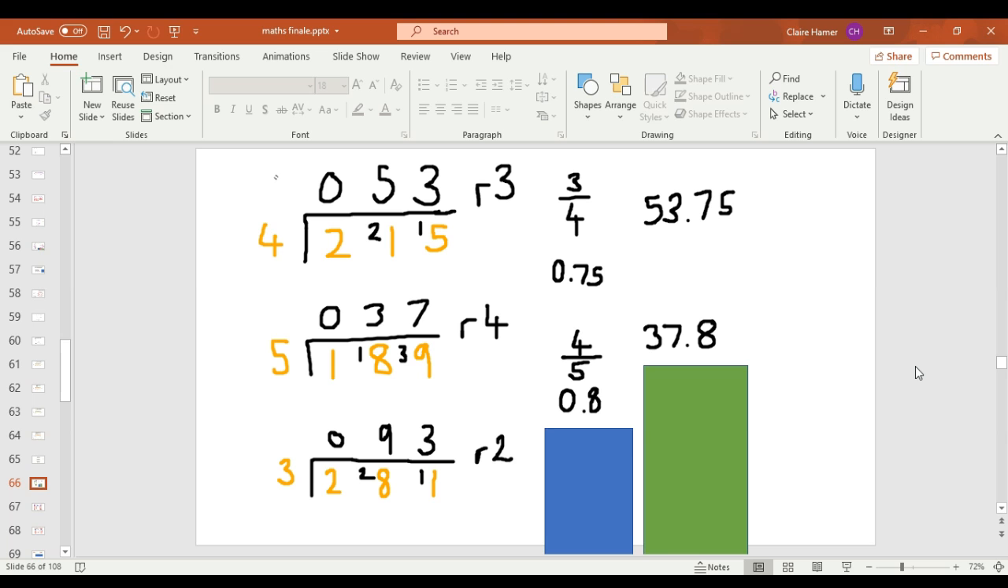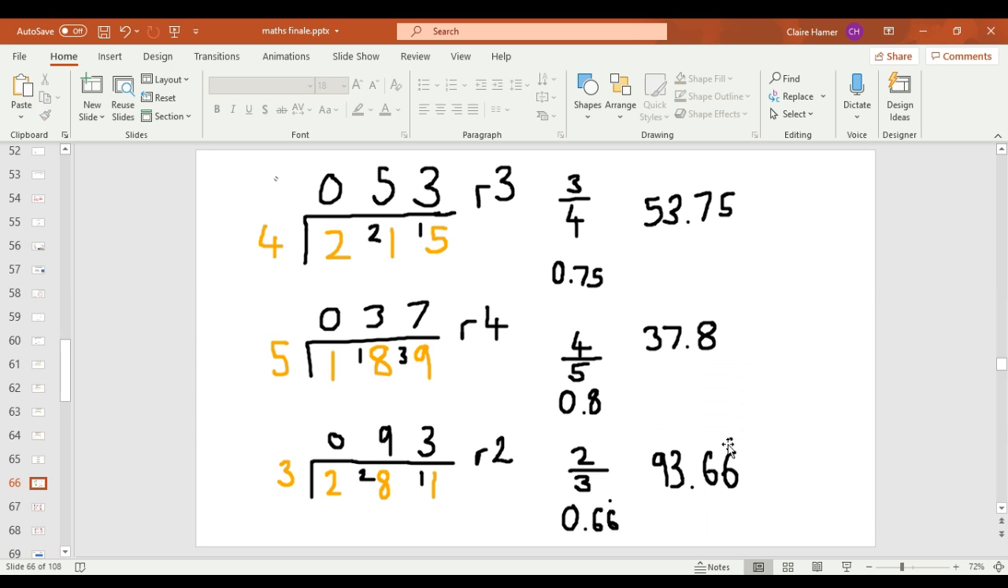Final question, we've got a remainder 2, so we put it on top of the divisor, so that remainder means 2/3. The decimal equivalent for 2/3 is 0.6 recurring. So now I use that information, so my final answer is 93.6 recurring. So it'll be 93.66666 and so on. Okay, let me know how you got on.